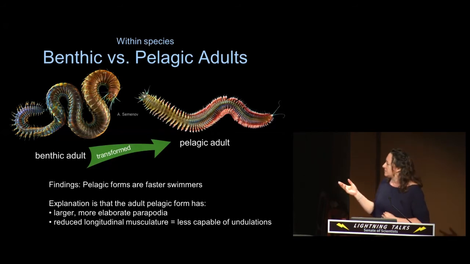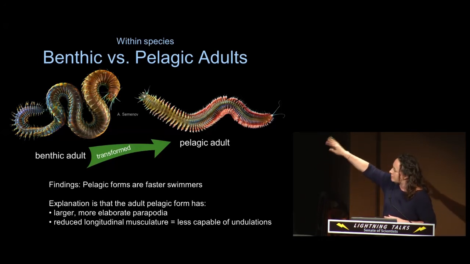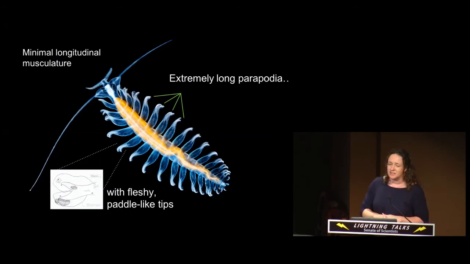The hypothetical explanation is that this is due to their longer, more elaborate parapodia, those appendages on the side of the body, and to reduced musculature along the body. The longitudinal muscle is the muscles that run the length of the body, and that's what makes it possible for them to make that undulation. So we wanted to look at that in the tomopterids.